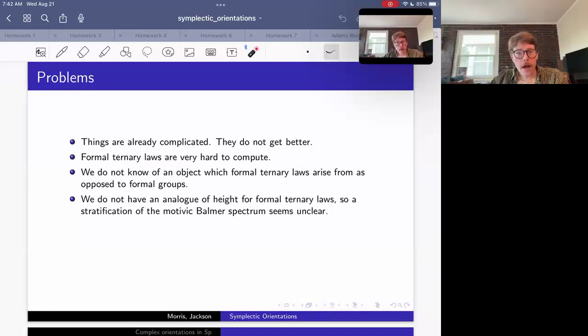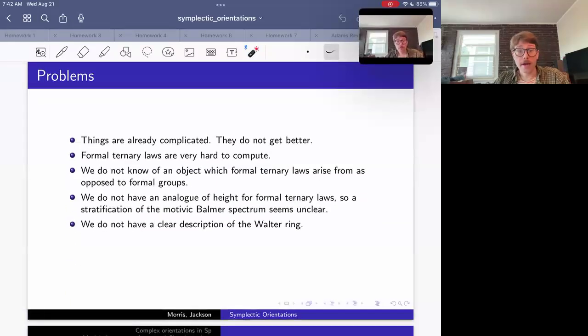Given that they're more complicated, if I work at a prime, we don't have an analog of height. The height was really important when we worked at the Balmer spectrum. Classically, it gave us the stratification. We don't really know how to stratify the motivic Balmer spectrum here because we don't have a well-defined notion of height yet. On a more homotopical level, we don't have a Landweber exact functor theorem, which is really important when we're looking at complex-oriented spectra. It's one of the keystones.